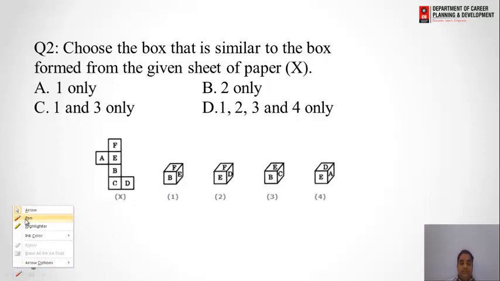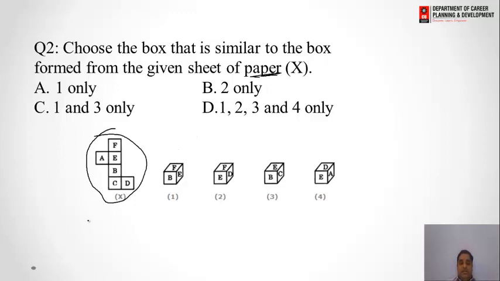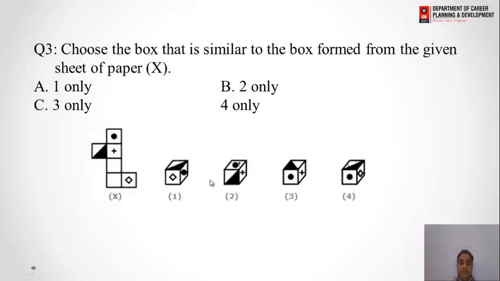The next one, we need to do the same thing with paper X and choose the best answer for this. We know E is opposite to C. As E is opposite to C, they cannot come together. So the dice with C cannot be the answer. F and B are opposite to each other. As F and B are opposite to each other, dice 1 cannot be the answer. The next, A and D are opposite to each other, so option 4 cannot be the answer. So the right answer is option number 2 for this question.